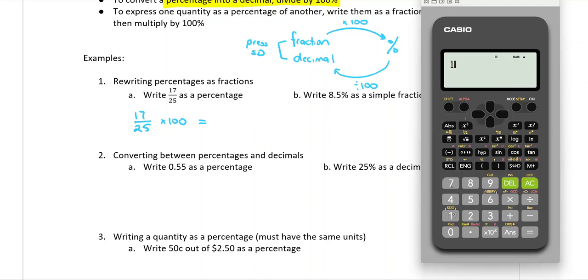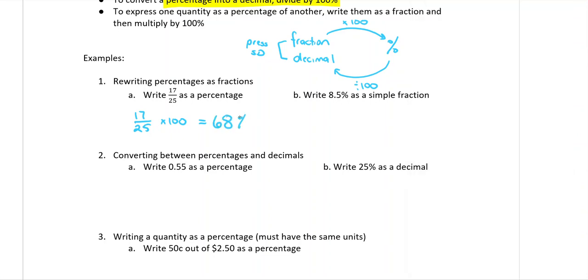In your calculator, type it in. And there's your answer, 68. So it's 68, but it's a percentage, so we must include a percentage sign, 68%. Part B says, write 8.5% as a simple fraction. This time I'm giving you the percentage, and I want to go back this way to get to the fraction. So I need to divide it by 100.